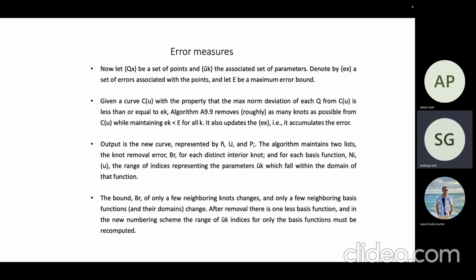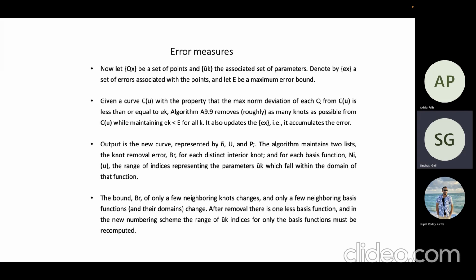Now let Qk be a set of points and uk the associated set of parameters. Denote by ek a set of errors associated with the points and let E be the maximum error bound. Given a curve C(u) with the property that the max norm deviation of each Qk from C(u) is less than or equal to ek, algorithm A9.9 removes as many knots as possible from C(u) while maintaining ek less than E for all k. It also updates the ek, that is, it accumulates the error. Output is a new curve represented by n, U, and P.